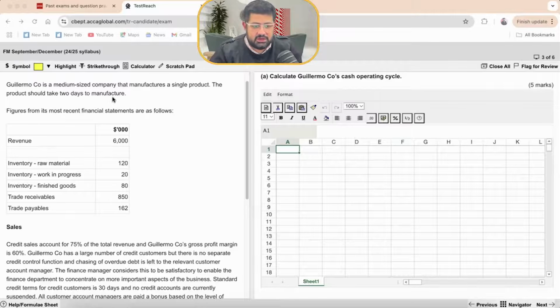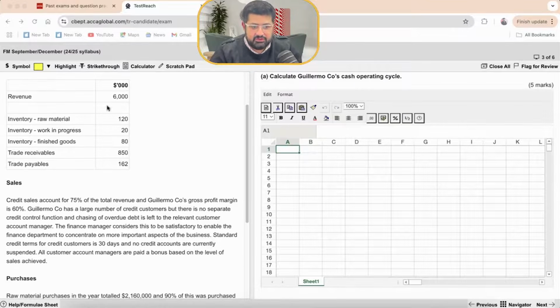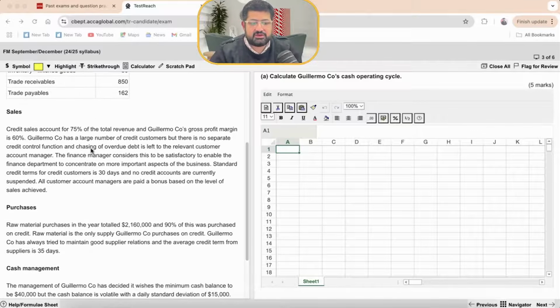The product should take 2 days to manufacture. Figures from its most recent financial statements are as follows. So revenue is given, inventory, raw material, work in progress, finished goods, trade receivables are given, trade payables are given. So credit sales account for 75% of the total revenue, and G company's gross profit margin is 60%. So this is important data for us. When we are reading it, we are not reading for the sake of reading. We are trying to link with the requirement.